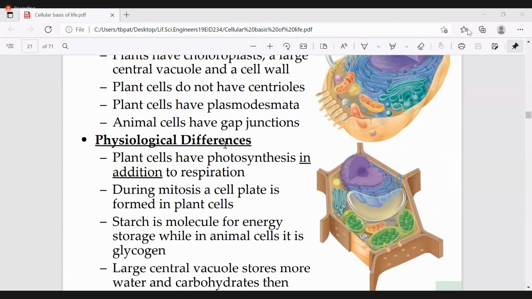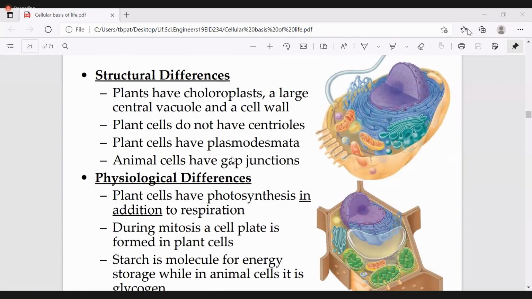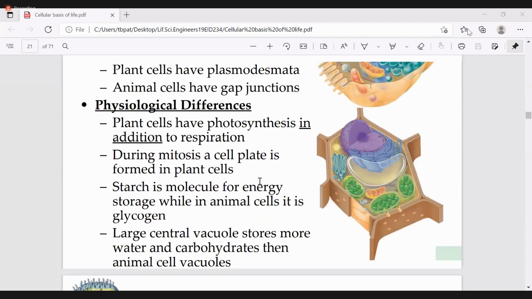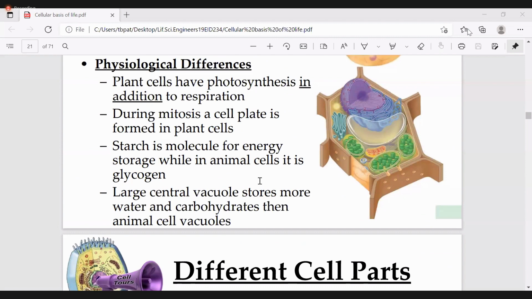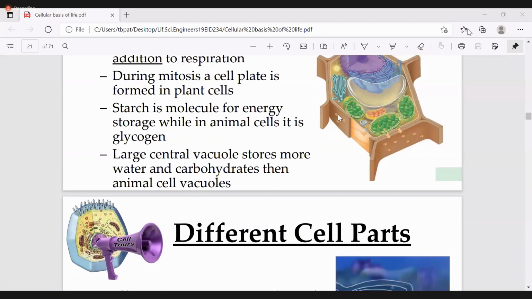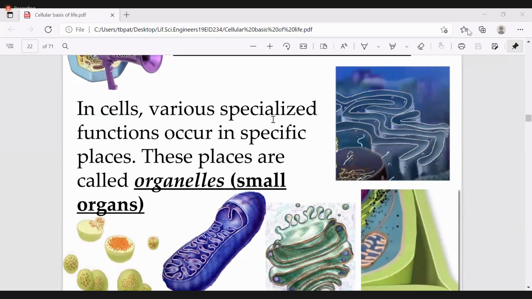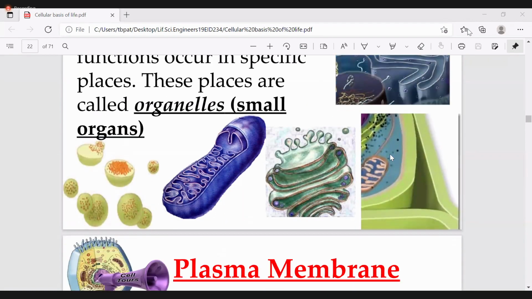These are the major differences between plant and animal cells, but both come under eukaryotes. You can go through the diagrams and easily identify this. The difference between plant and animal cells is fully clear. Various specialized functions occur in specific places. These places are called organelles, small organs. These organelles differ.